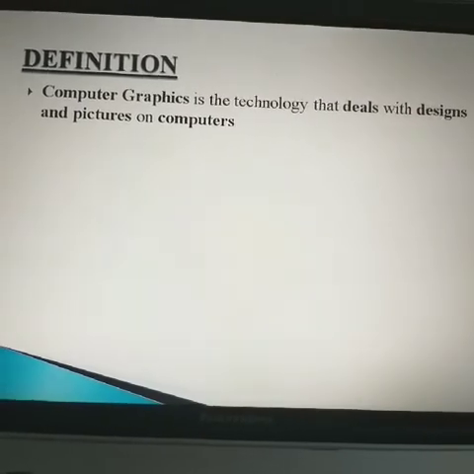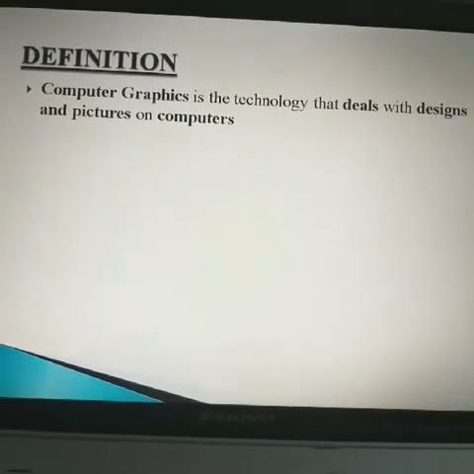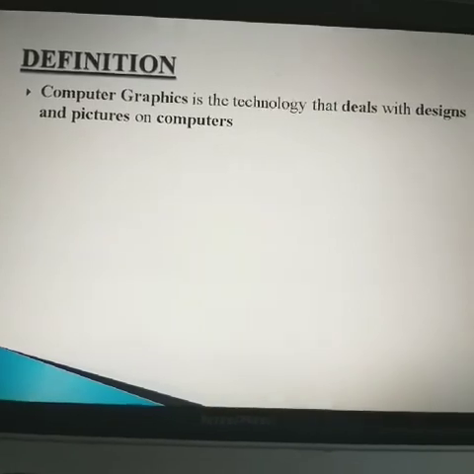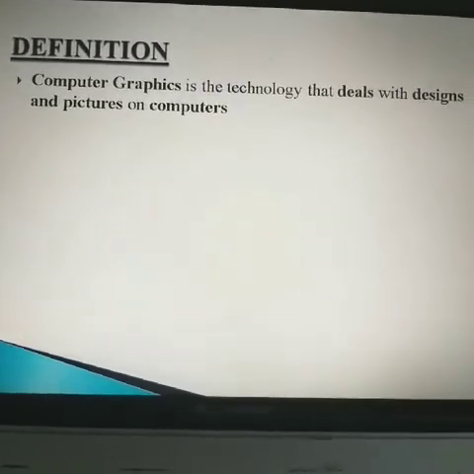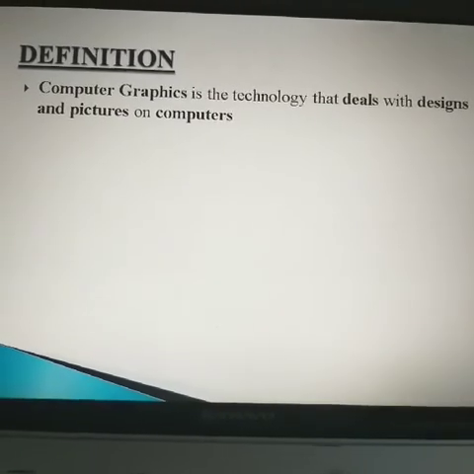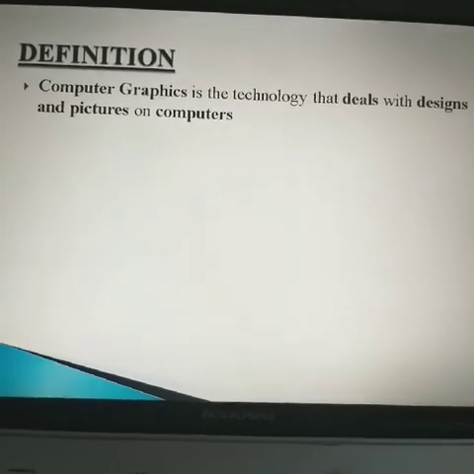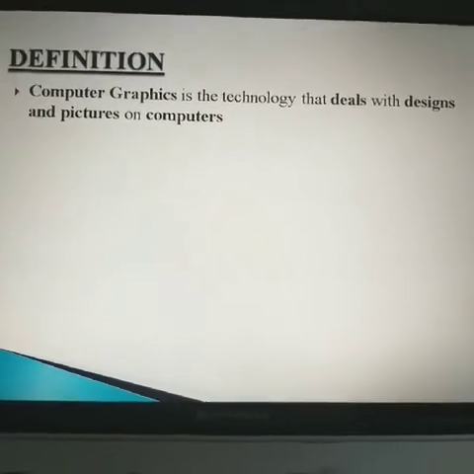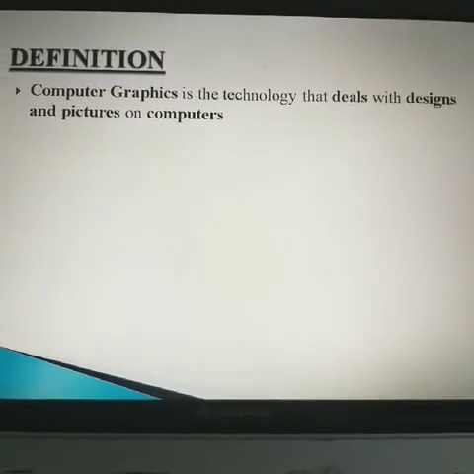So basically, we know that the computer is an information processing machine, and it is basically used to store, manipulate, and correlate the data. There are various ways to communicate that processed information stored in the computer to the user. Computer graphics is one of the ways used to communicate with the user.